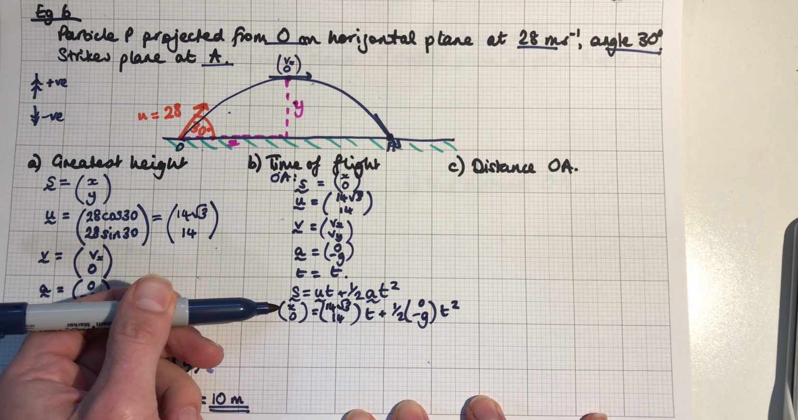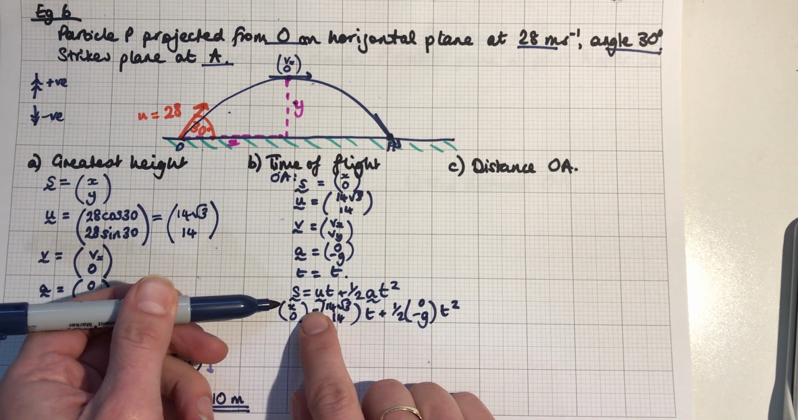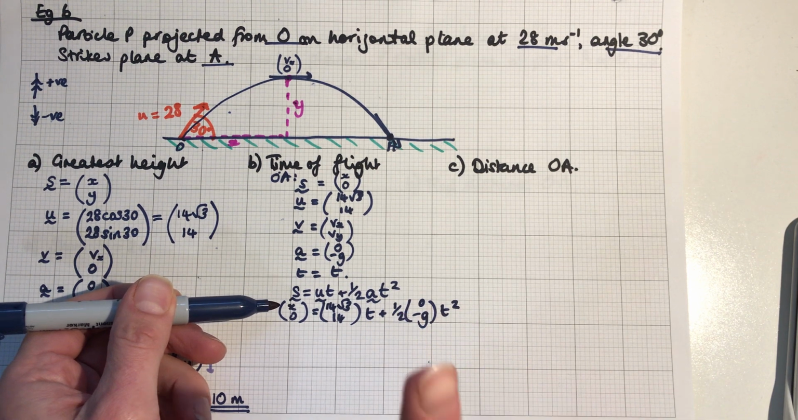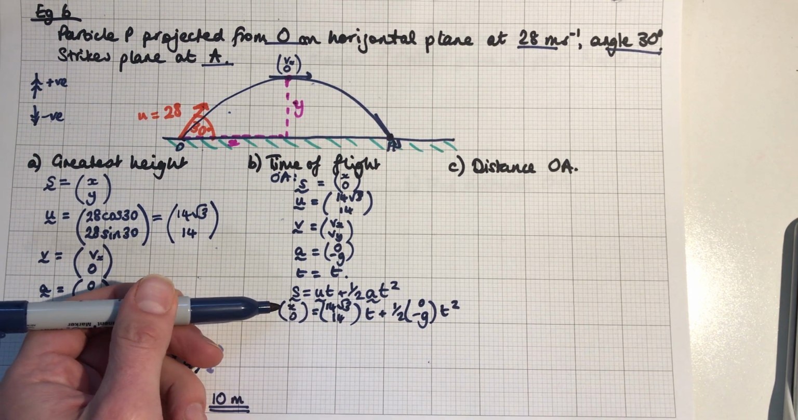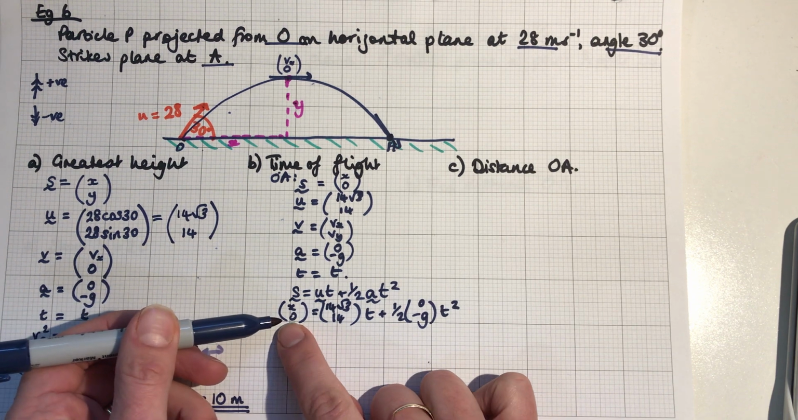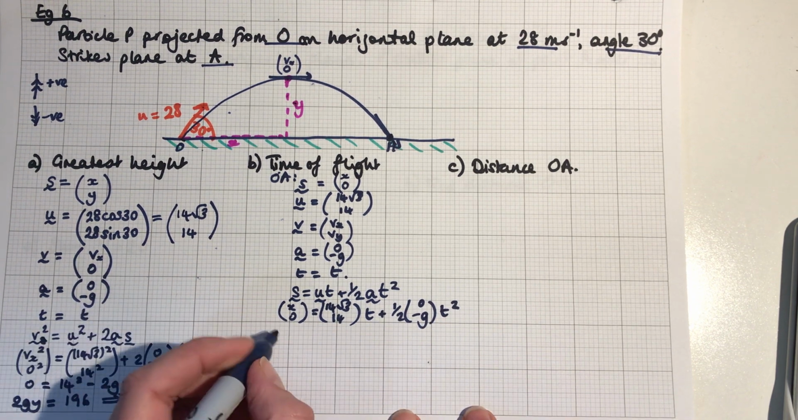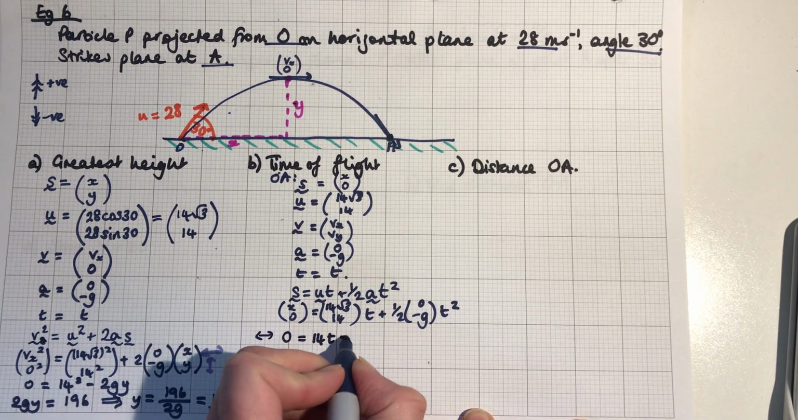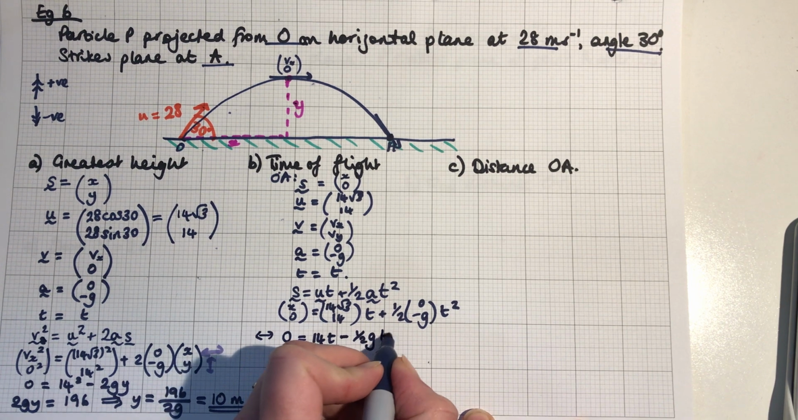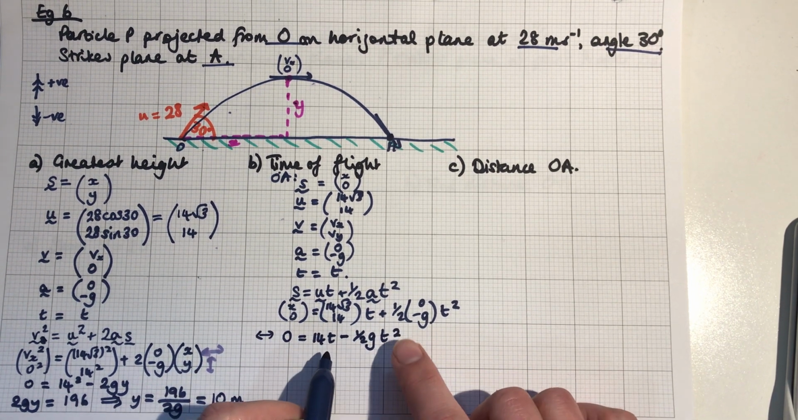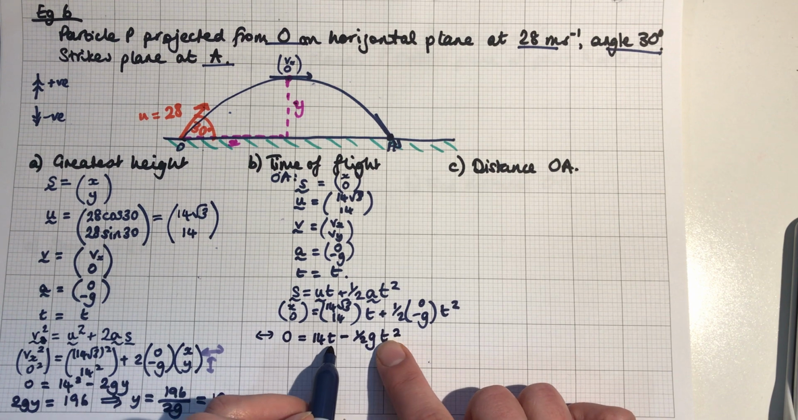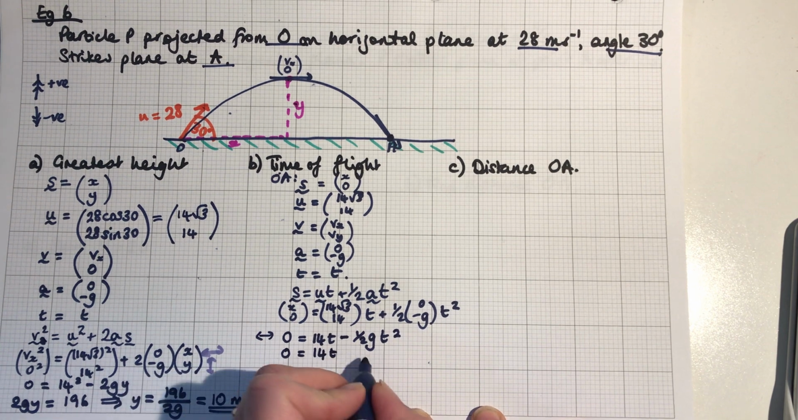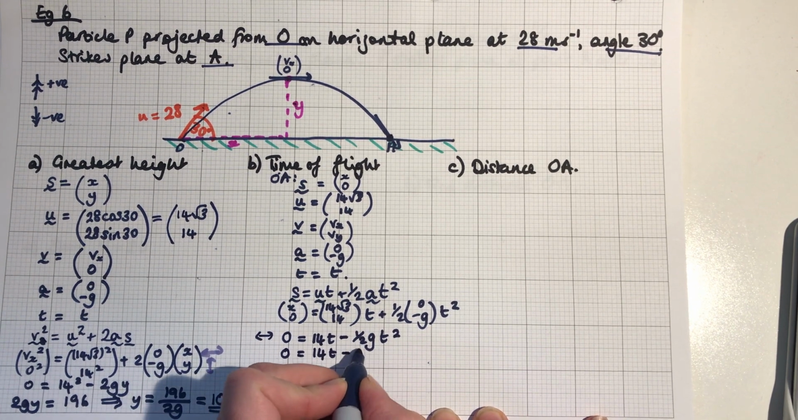If I use the top row, I would have x equals 14 root 3 t plus 0. So I'd have one equation with x and t, 2 unknowns. It's no good for me. What I want is the bottom row, because on the bottom row I have 0 equals 14t minus half gt squared. And the only unknown in that equation is t, because remember g is 9.8, we know that. So let's put in 9.8, just to make this a little bit easier to work with for now. Half of 9.8 is 4.9.